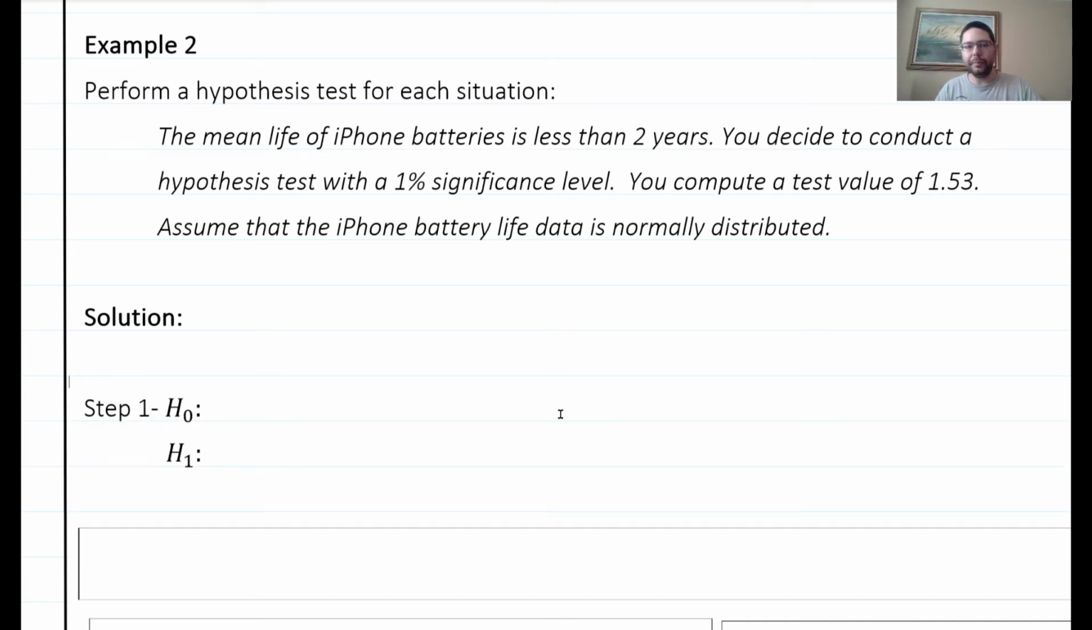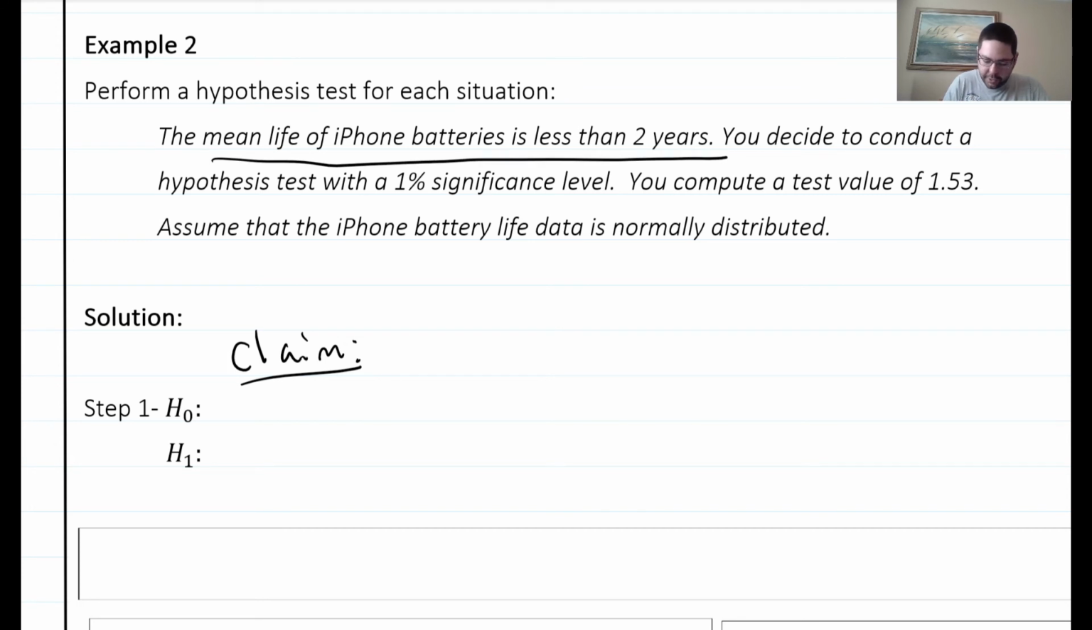So step 1, let's write out our claim. Our claim was that the mean life is less than 2 years. So mu is less than 2. Does that belong to null or alternative? Well, that's an inequality, so it belongs to the alternative.